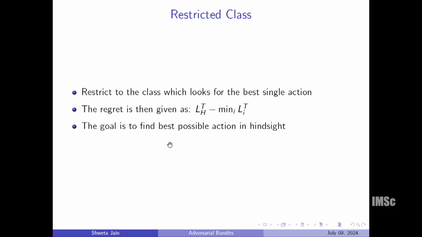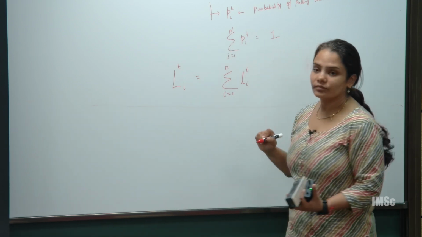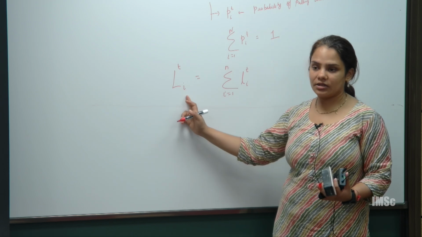So instead of looking at the entire class, I will restrict to the class which looks for the best action, and in that case my regret is given as min over i of L_iT. Again, do not get confused: this minimum is outside the summation. So what is capital L_iT? Summation over t equals 1 to n of small l_it, the total loss that arm i makes.